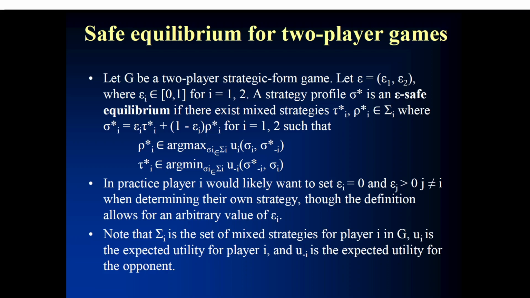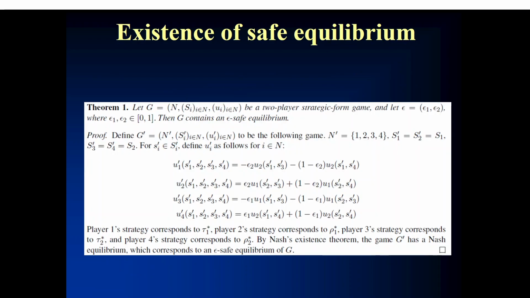For a two-player game, we have epsilon safe equilibrium. We have tau star and rho star, where rho is going to be the best response and tau star is going to be worst case for us, and so there's probability epsilon on the tau and 1 minus epsilon on the rho. And this is basically what I just said.